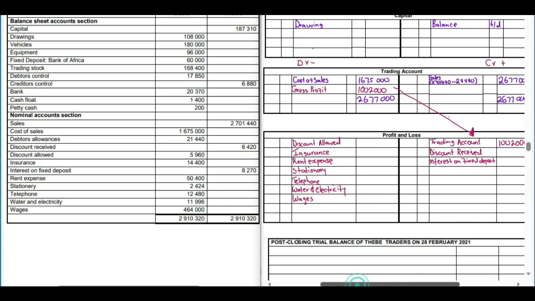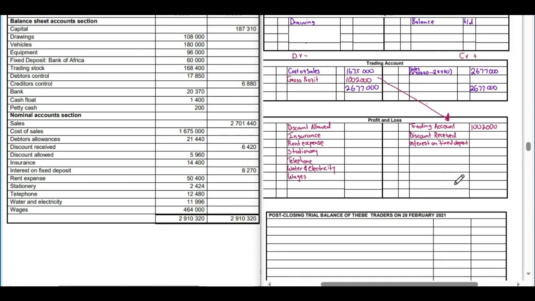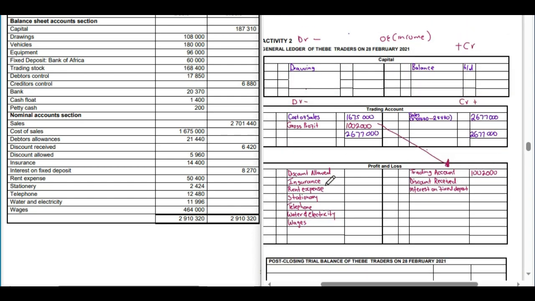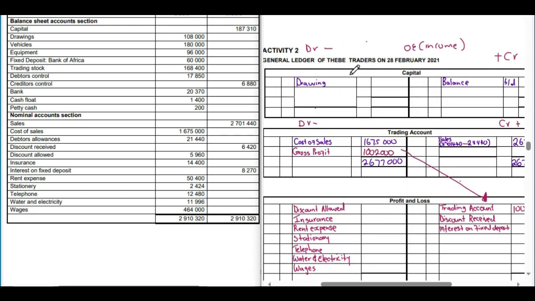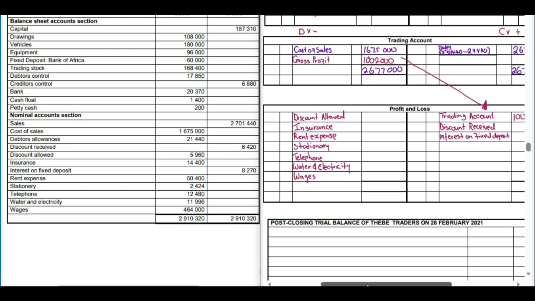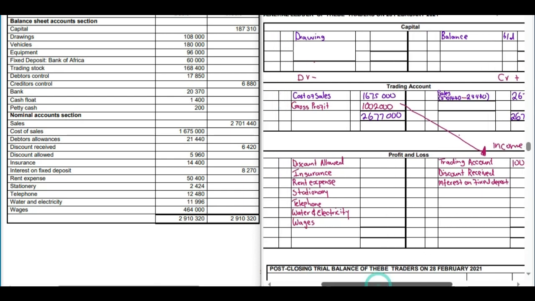And then guys, now we can complete our profit and loss account. So under our profit and loss account, guys, as you already know, under the credit side we record all the incomes.